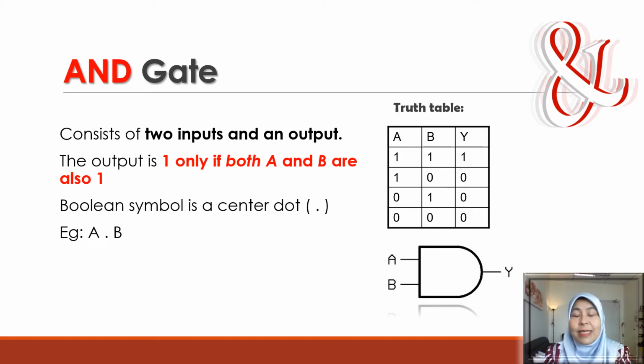Okay, and below is how we draw the AND gate. This is A and B, the inputs. This is the symbol for the AND gate, and the last one is the output.